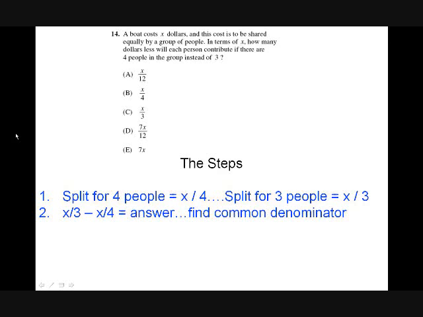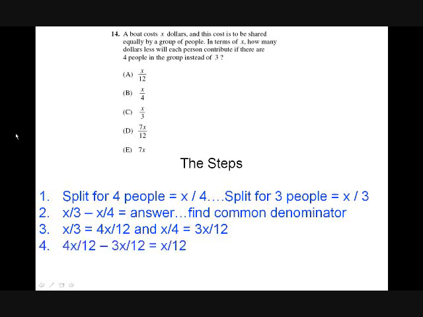Well, we can't just subtract those 2 terms because they're fractions, so we need to find the common denominator. So the common denominator of 3 and 4, the least common denominator I should say, would be 12. So X over 3 is equal to 4X over 12, and X over 4 is equal to 3X over 12. So when we subtract those fractions, we get 4X over 12 minus 3X over 12. That's equal to X over 12. So your answer would be A.